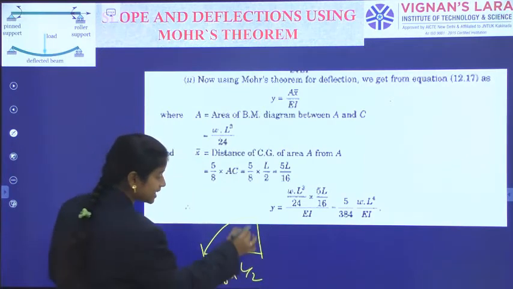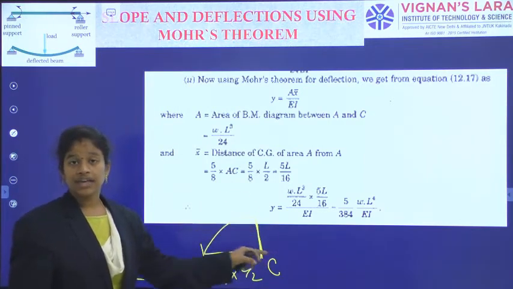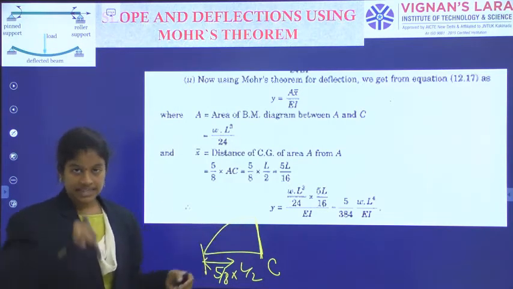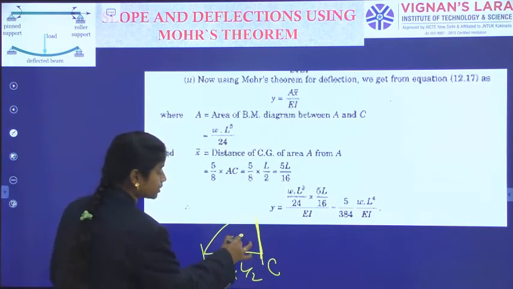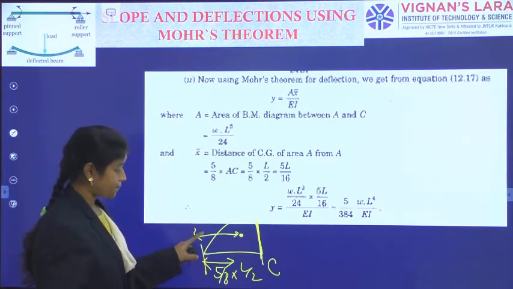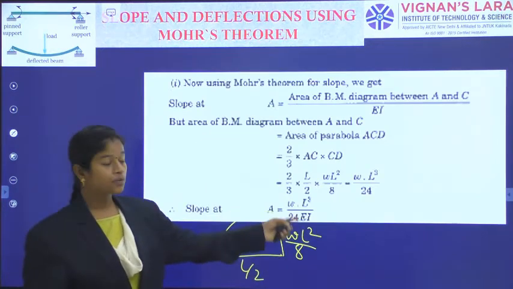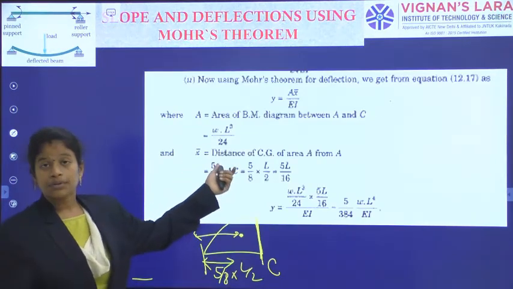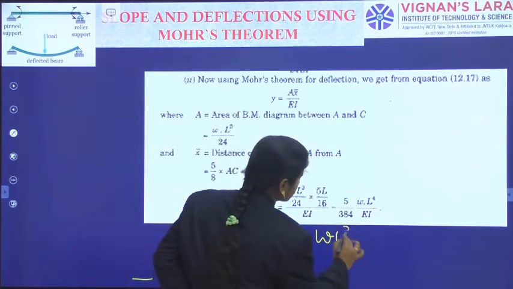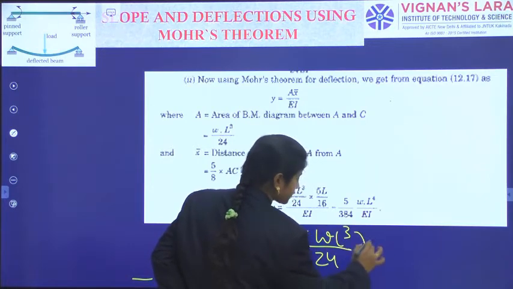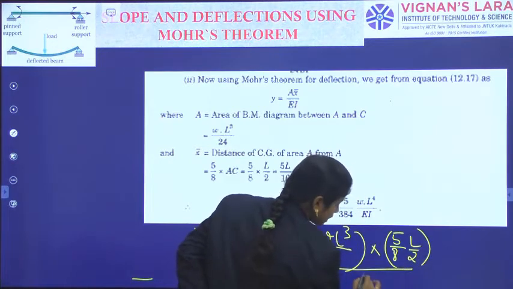As I am calculating deflection at the point C, I have to measure the center of gravity of the area from the other end. As I am calculating deflection at this point, I have to measure the distance of the center of gravity point from the other end. Okay. So the area we have already calculated, that was equal to 20 WL cube by 24. So the area of the bending moment diagram between point A and point C into X bar: WL cube by 24, area into X bar 5/8 of L by 2, divided by E into I.